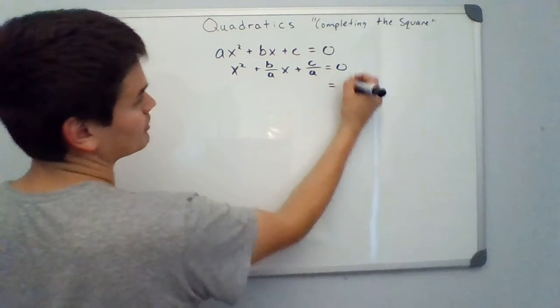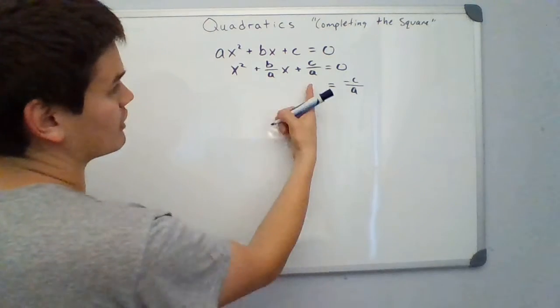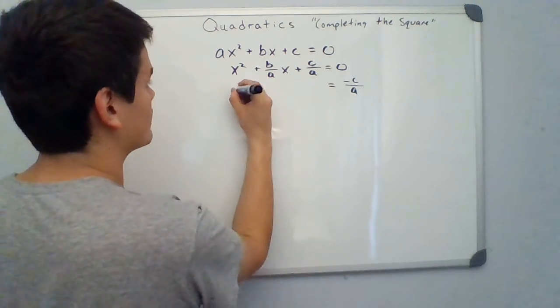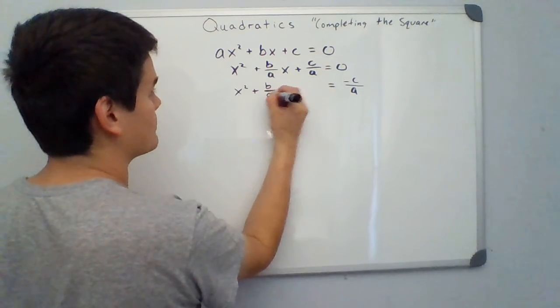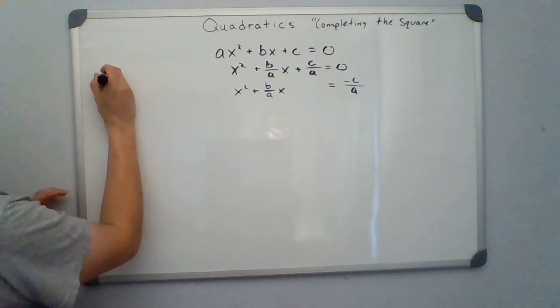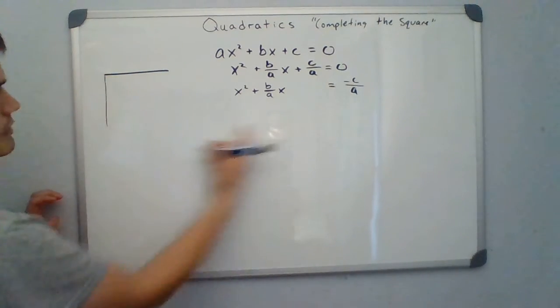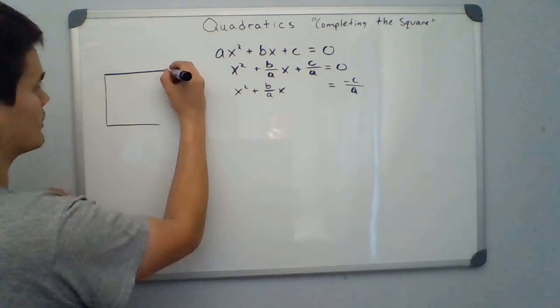And then second step is move the c divided by a over to the other side, or subtract it from both sides rather. And then I have x squared plus b divided by a, x is equal to negative c divided by a. And then if I want to draw my diagram of everything I have on this side, or everything that's being multiplied by x.